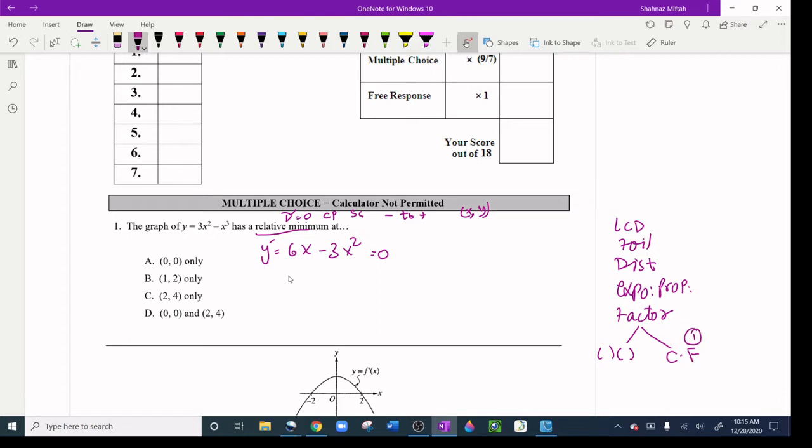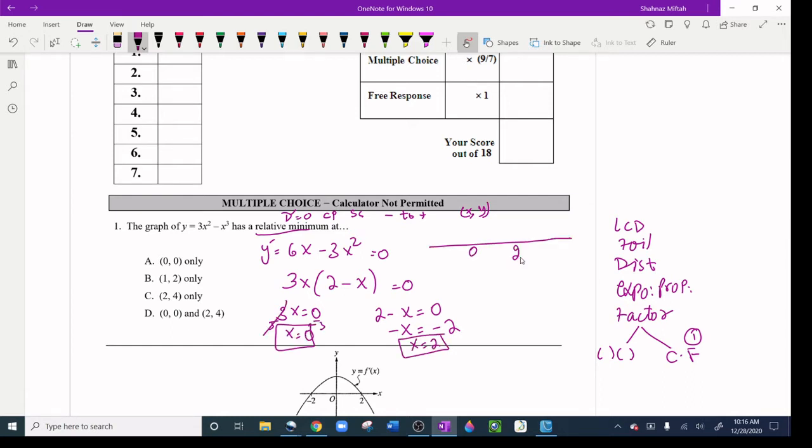In this case, my common factor is 3x. So I get 3x times 2 minus x, and I make it equal 0. Make this portion equal 0, which is 3x equals 0, and make 2 minus x equals 0. This gives me negative x equals negative 2, and x equals 0, dividing by 3 on both sides. So one critical point is 0, another is x equals 2, because you multiply or divide by a negative to change the signs. So I'm going to make a sign chart with 0 and 2.